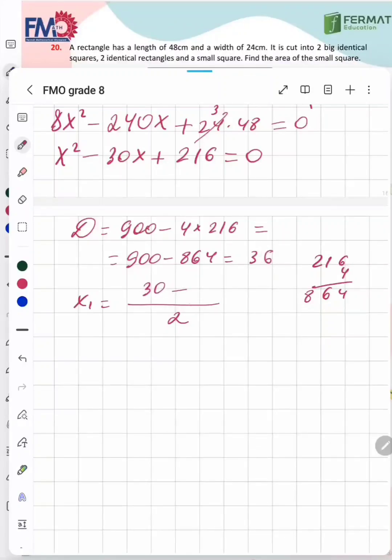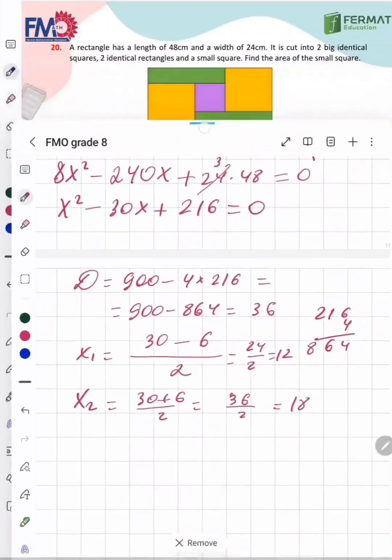Now x1 root is going to be, we have a coefficient 1, b is 30, minus the square root of 36, minus the square root of D, which is 6. So 24 over 2 is 12. x2 equals 30 plus 6 over 2, which is 36 over 2, which is 18.